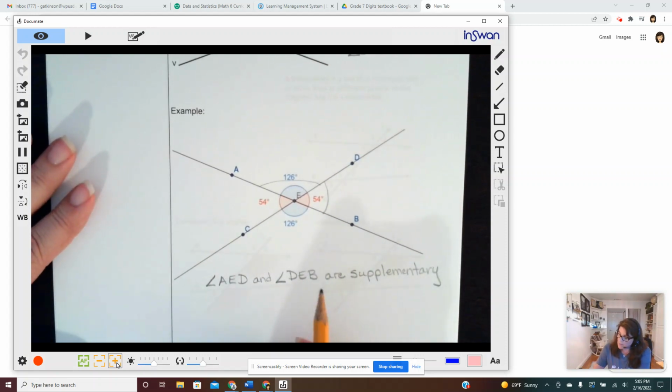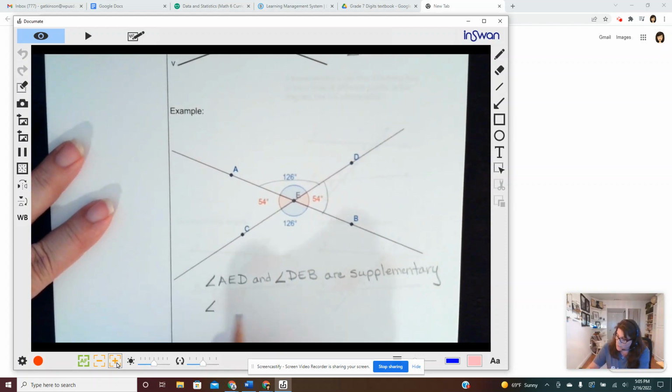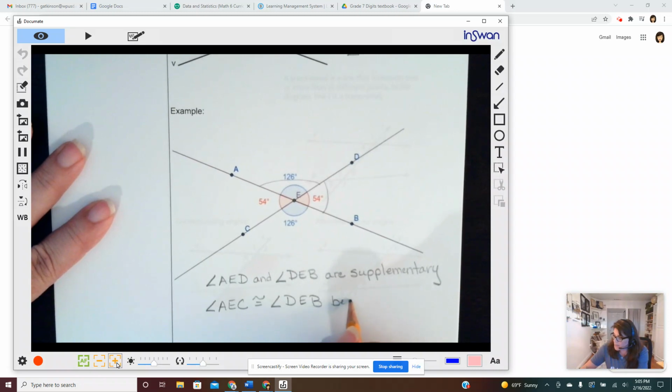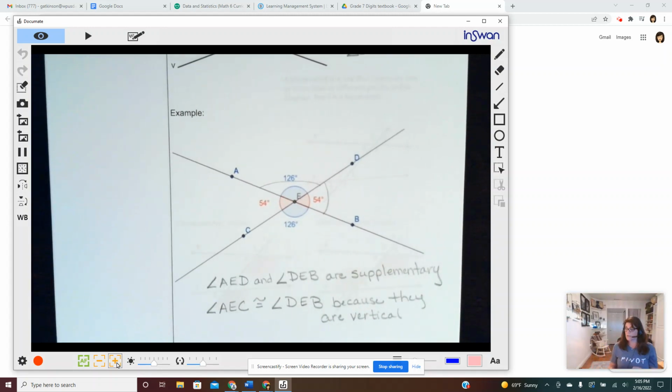Okay. We also know that angle AEC is congruent to angle DEB because they are vertical. So there's supplementary, complementary, adjacent, and vertical angles. Just as a review, and we'll do some practice.